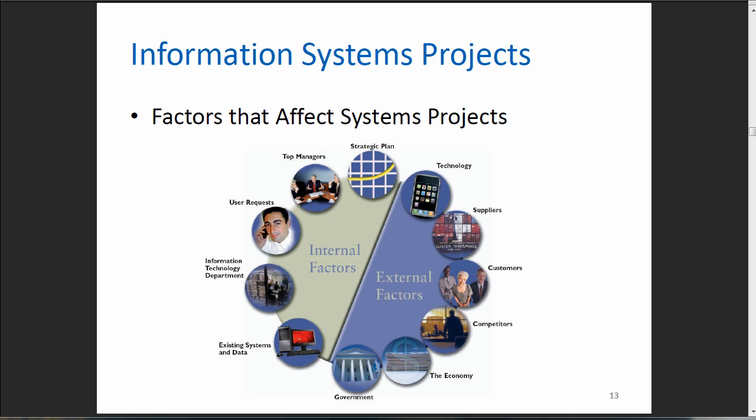Technology, do we have it? Is it available to do the project? Are suppliers on board? Is this affecting customers? Competitors, how's it going to affect them? The economy, especially now, with the economy downturn, a lot of IT projects got put on hold. We just don't have the money. We've got to keep our business running so that perhaps we can do the project later.